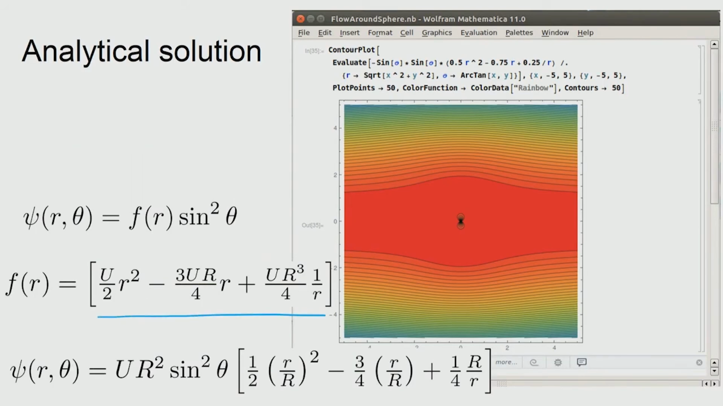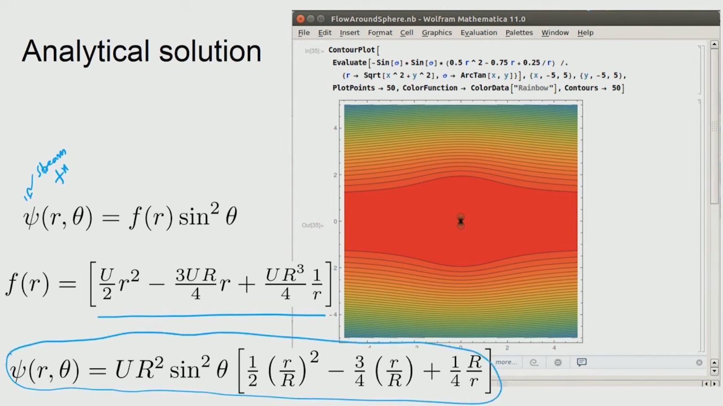So, the solution is available to us, and the psi, the stream function, is f of r into sin square theta. F of r is already available to us. So, we now have the entire psi form available here. Now, we already know that contours of stream function show how the flow takes place.